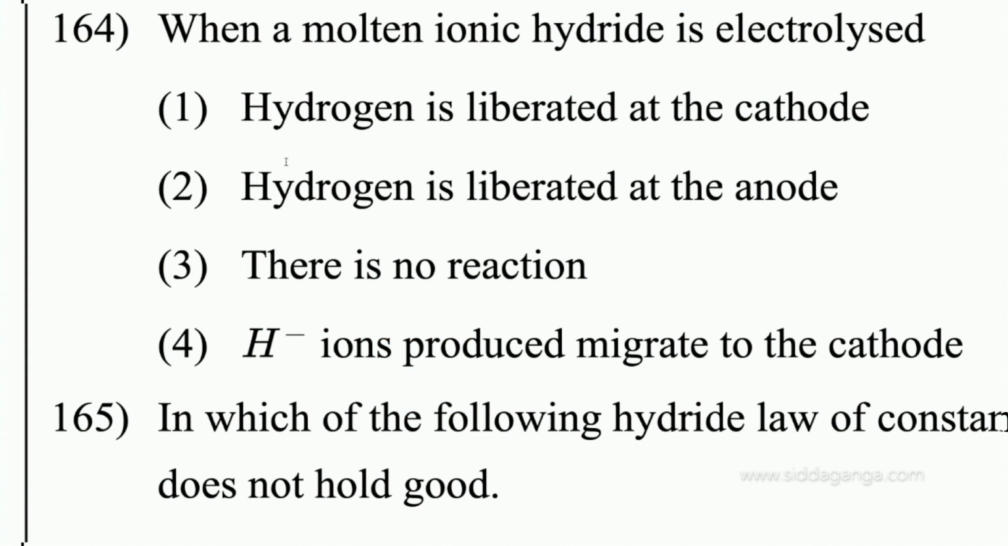When a molten ionic hydride is electrolyzed, hydrogen is liberated at the cathode, or hydrogen is liberated at the anode, there is no reaction, or H minus ions migrate to the cathode. I already discussed this one, I think. That is nothing but ionic hydride. Sodium hydride, when it is electrolyzed, liberates hydrogen at the anode. That is option number 2. I wrote the reaction also by taking the example of NaH. So second is the answer for that one, right?